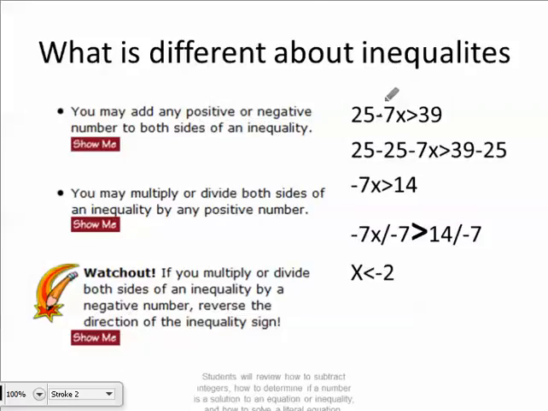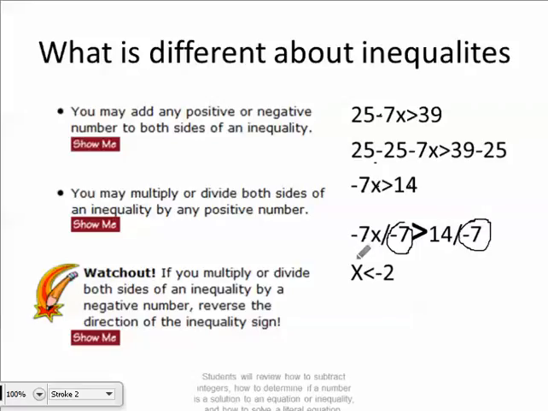25 minus 7x is greater than 39. I'm going to subtract the 25 from both sides. Minus 7x is greater than 14. I'm going to divide by the negative 7. And see, I'm dividing by a negative 7 on both sides of the inequality.